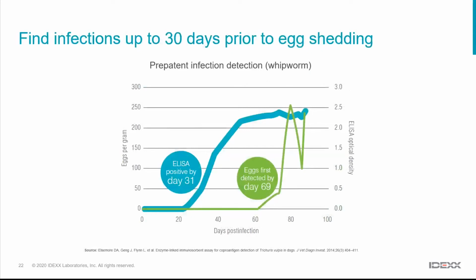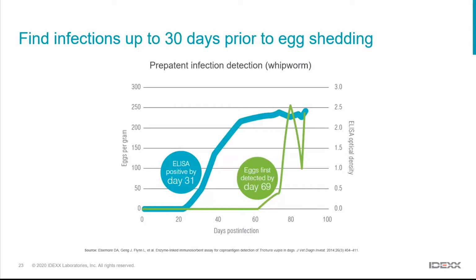This is out of a published paper looking at the ova and parasite testing versus the antigen testing, showing the difference in time for when tests can show up positive in infected animals. And this is looking at whipworms. So in this study, the first time you could detect larvae in the feces was at day 69 after infection, whereas the antigen test was showing up positive at day 31, so significantly sooner.